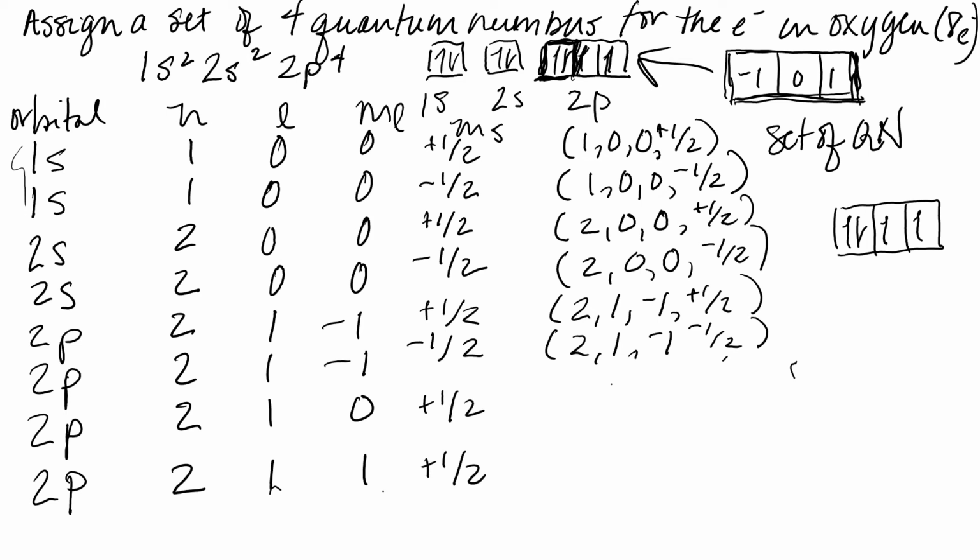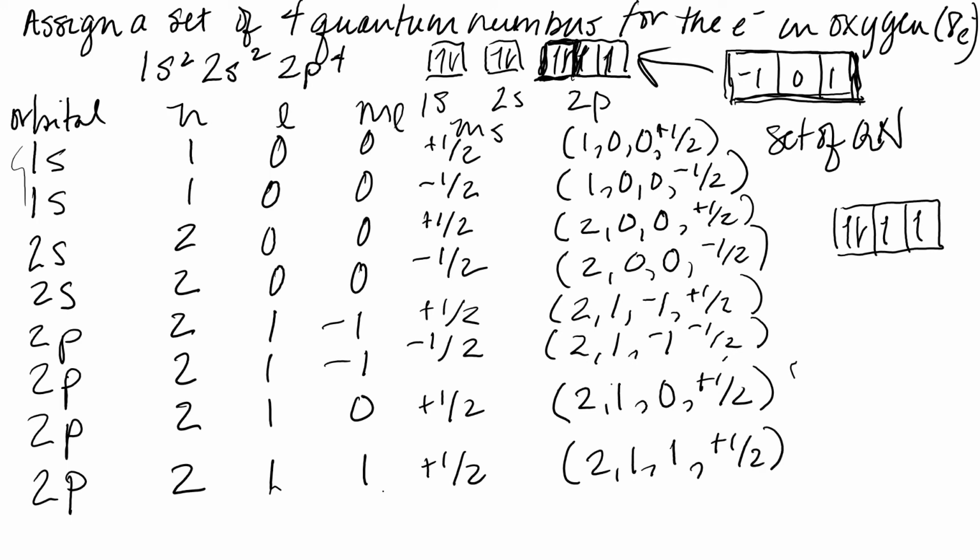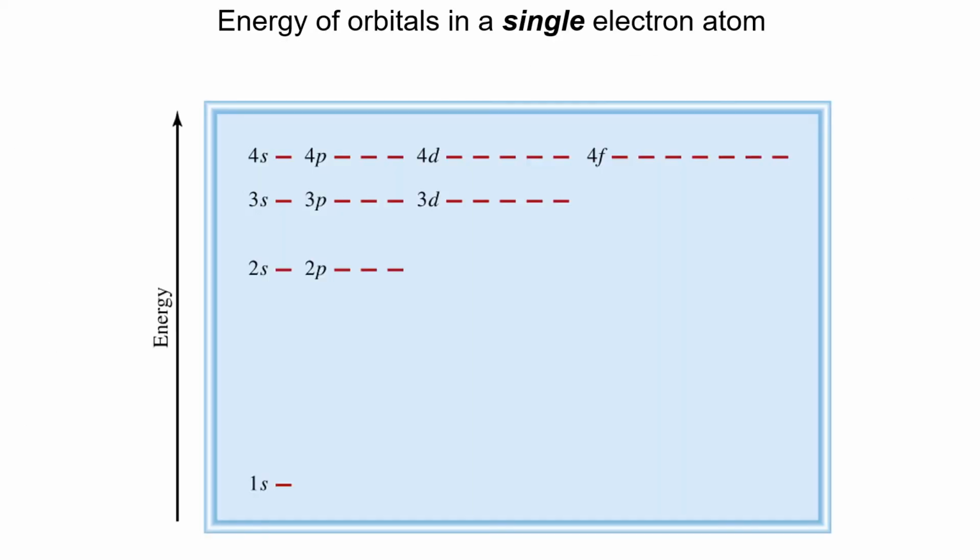I call the up position the positive, down negative. It doesn't matter which one you use, as long as when you start filling the boxes or the orbitals, they all have the same spin. So that is how you write a set of 4 quantum numbers. I had an extra slide in case I ran out of room.